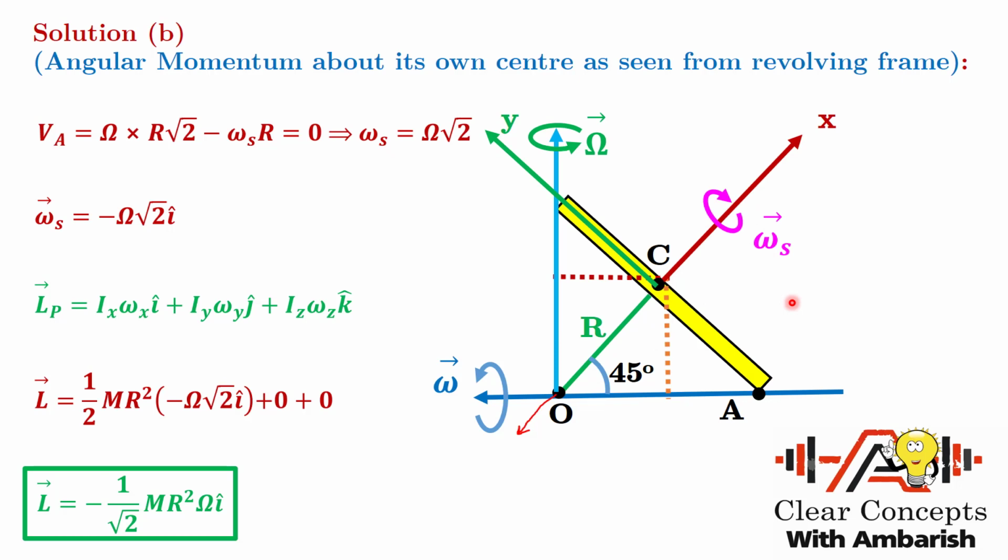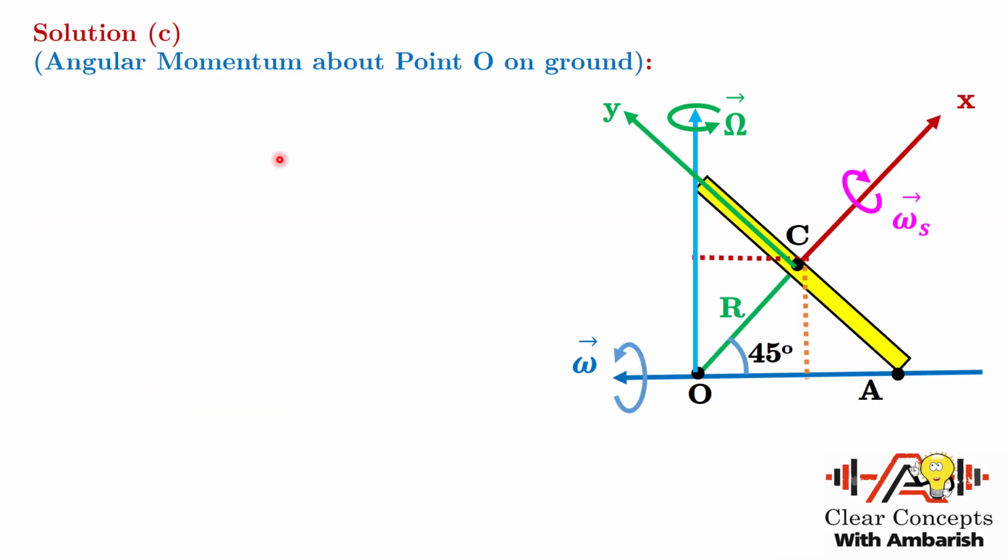Now part C was angular momentum about the point O on the ground. This is the point on the ground, and I want to find the angular momentum of the disk about this point. We had seen that it was nothing but a superposition of two terms: angular momentum about C plus angular momentum of the center of mass about point O. That's how I had written the formula. L about O is nothing but m times RC cross VC plus L about C, and L about C we have already found in part A.